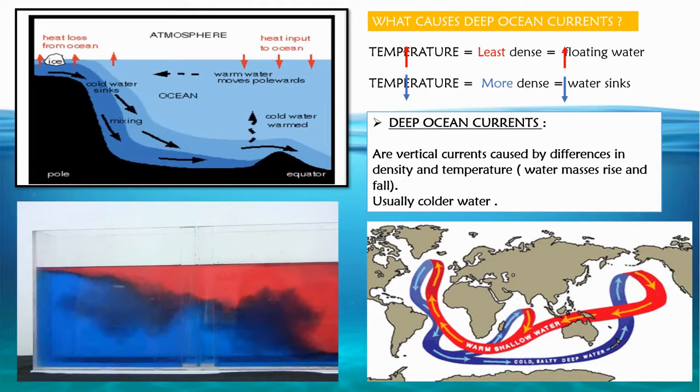And as well in the map, you can see here warm shallow waters, that is the surface water, which has been shown in red color, and the cold and salty deep waters are shown in blue color.